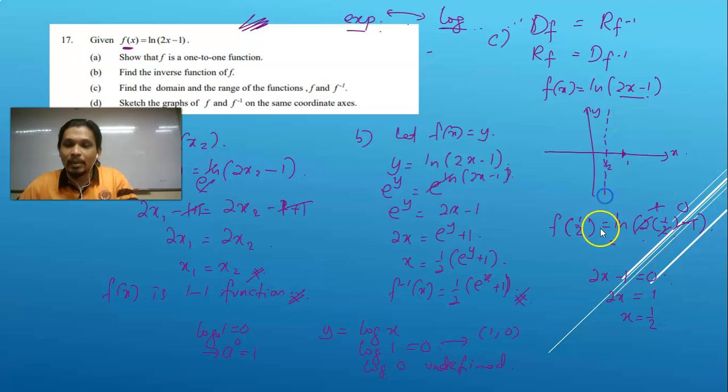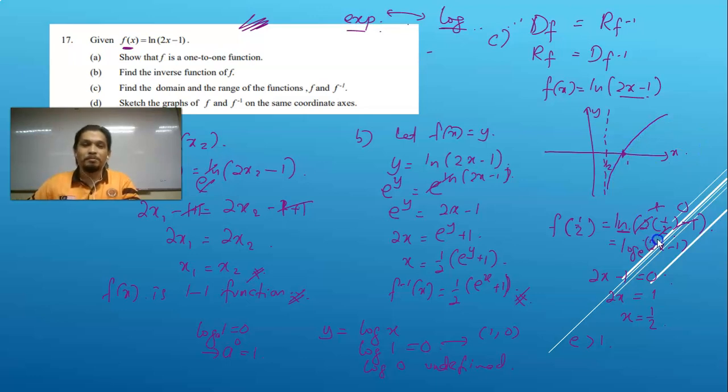Okay, so now the natural log here is also log of 2x minus 1 to the base of e, where e is greater than 1, meaning the graph will be something like this. There you go. And then, sketch the graph of f and f inverse on the same coordinate axis. Okay, find the domain and range.